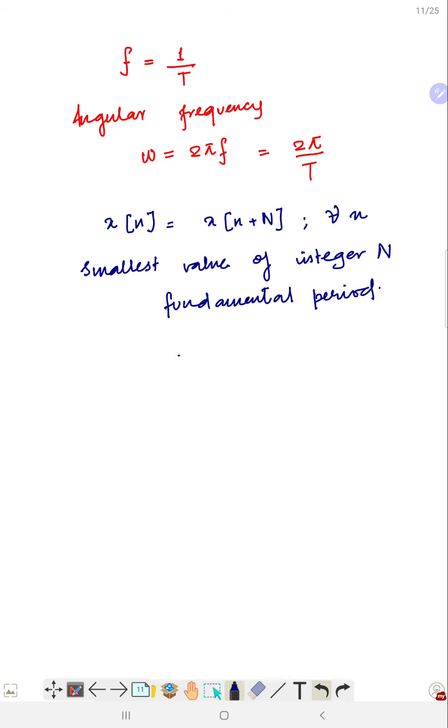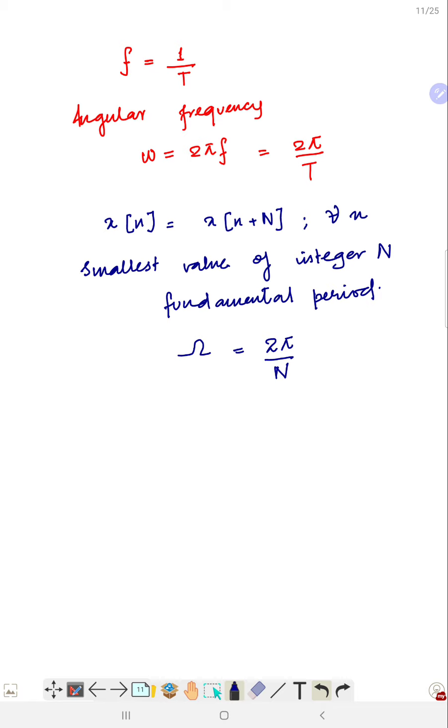और जो corresponding frequency होगा, normally in the discrete case we show it with this omega, it will be 2 pi by n. This is again angular frequency, but in the discrete time domain. Fine. So this is the classification based on the periodicity.